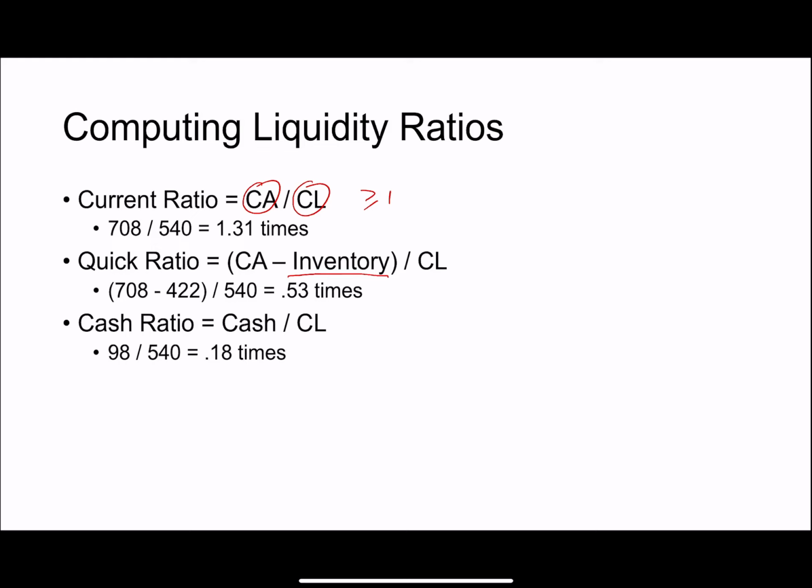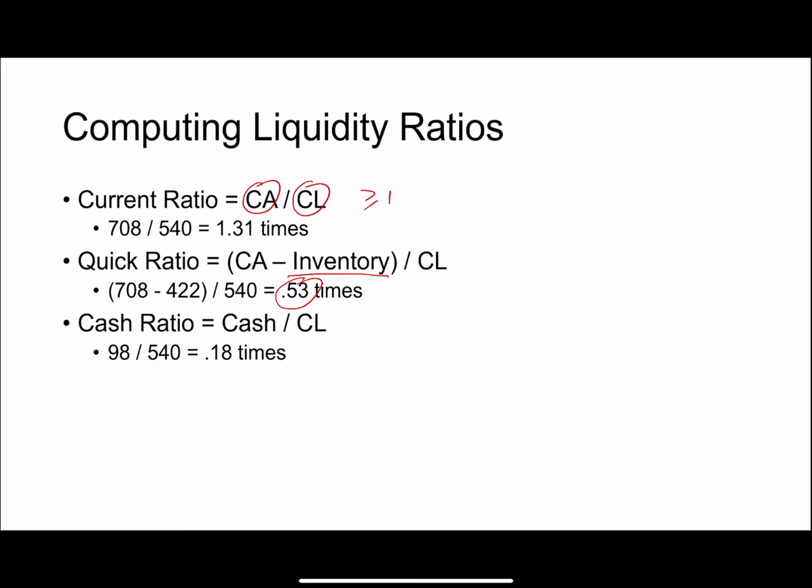As you can see, suddenly the number drops quite substantially. It goes from 1.31 to only 0.53, which means that if you look deeper at this particular company's situation, its liquidity is not as good, because most of its current ratio is driven by inventories. Once you take inventories out, your so-called quick ratio is really, really low.